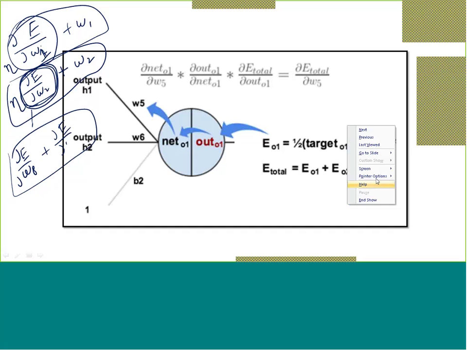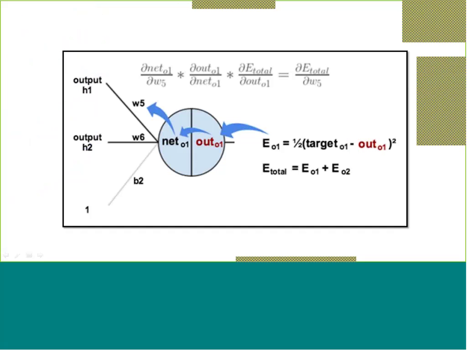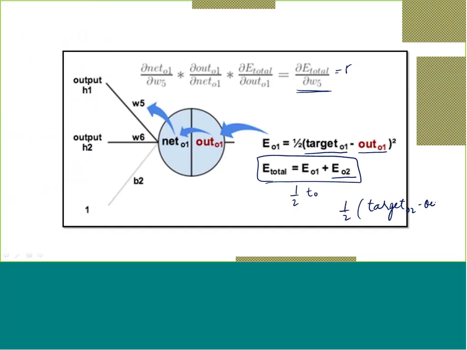So hold your questions for a while and please go with me through this network. Here I am differentiating my total error. Total error was E01 plus E02. E01 is half of (target O1 minus out O1) squared, and similarly E02 is half of (target O2 minus out O2) squared. The total is the sum of these two expressions.